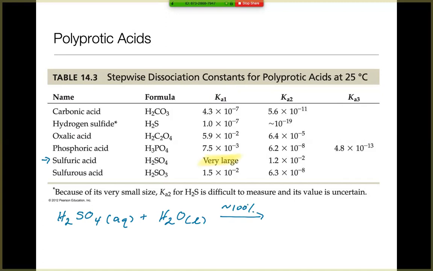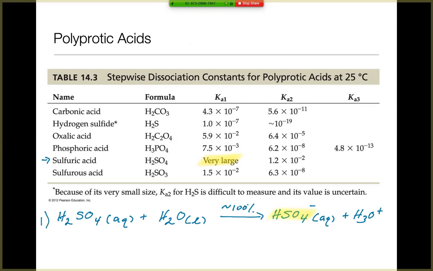And I've mentioned that before, right? The Ka is very large. So we're talking over 1 million. But technically there's a Ka value for this. And if I write out predicting my products, 1 proton gets transferred to the water to become hydronium. That will leave behind HSO4 minus and hydronium. We'll have 1 Ka that describes that reaction. So I'll call that 1.